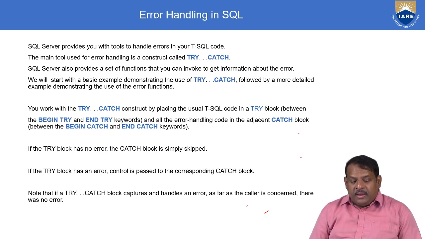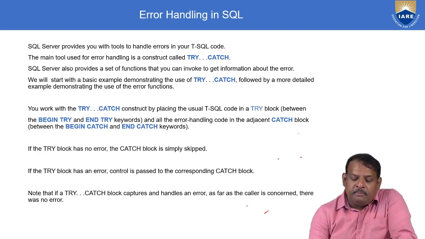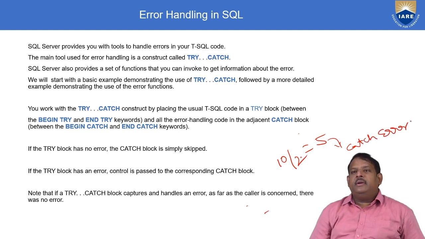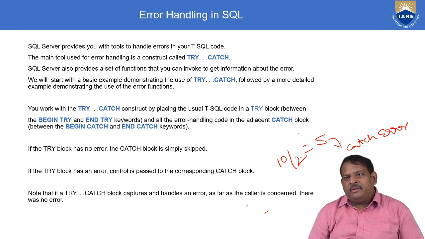If in the try block we have no error, the catch block is simply skipped. Suppose you are dividing 10 by 2. 10 divided by 2 will give you the value 5. So this will not throw an error. Your control will not go to the catch block, because there is no error in the statement.